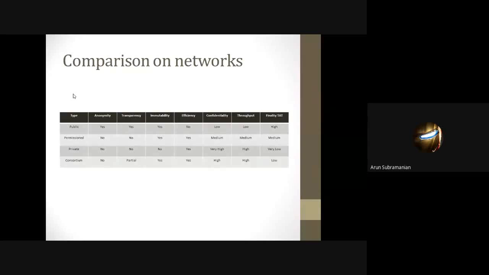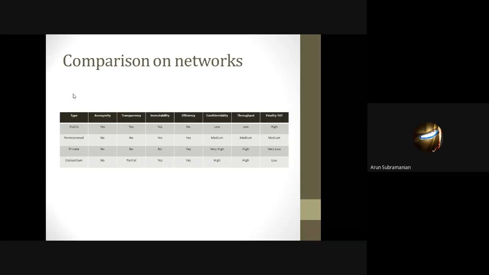And next we come to transparency. Transparency is completely yes in public. Data is shared left and right. So any node coming and joining the network, data is shared completely. The blockchain is shared completely. But in permissioned, it is not. It is only shared within that group. It will not be shared to the outside network. It's the same case for the private.